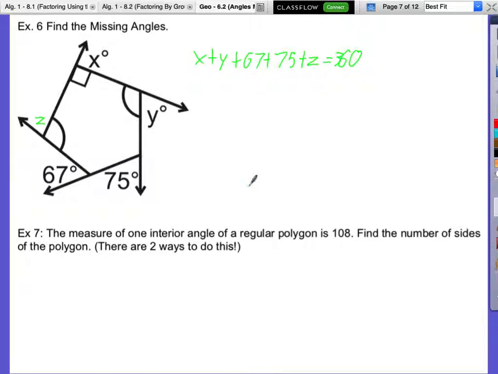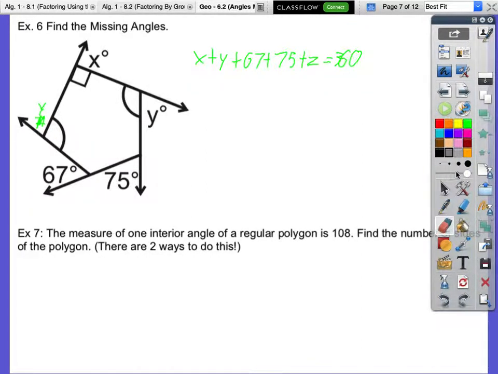Can we call z anything different? Why can we call this y? Because they're congruent. Because the interior angles are congruent, so the exterior angles have to be congruent. Because if they both form a linear pair with the same angle, they have to be the same angle.